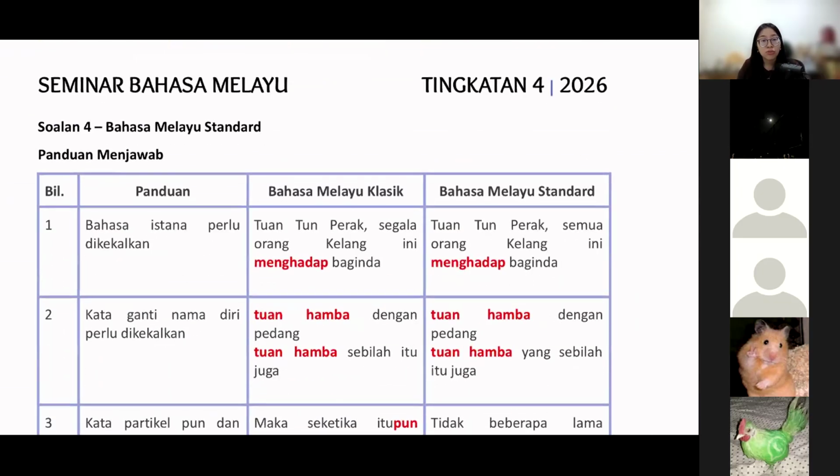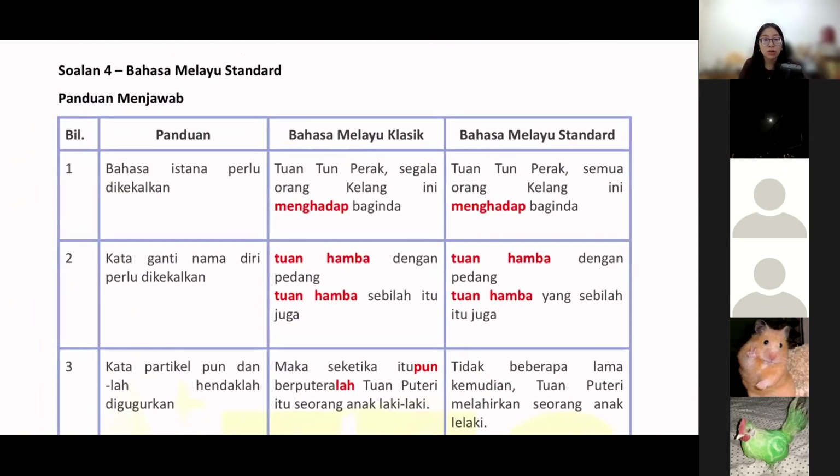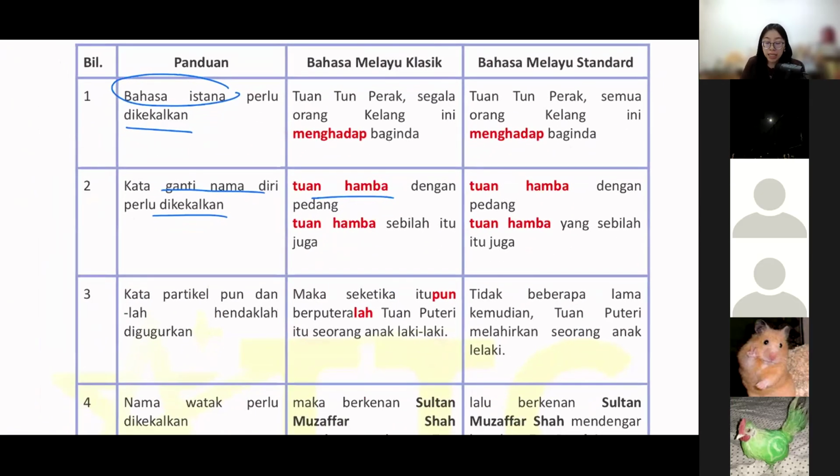Okay, now we go for BMS. Always remember, bahasa istana perlu dikekalkan, which is the words for the king using, you have to remain. And then kata ganti nama diri perlu dikekalkan, like when they are mentioning tuan hamba, you have to remain. And then kata partikel, you can cancel it out. Only if it's a dialogue, then you can remain, because lah is to soften the tone. So if it's not a dialogue, then you can just take out.